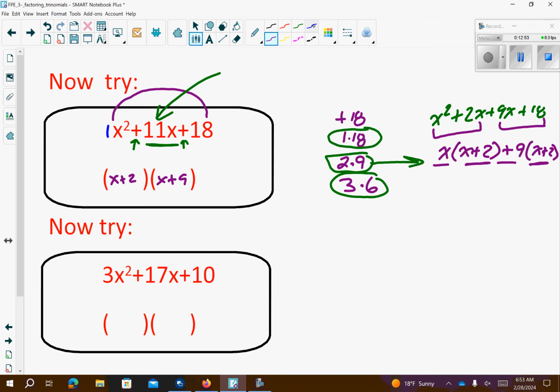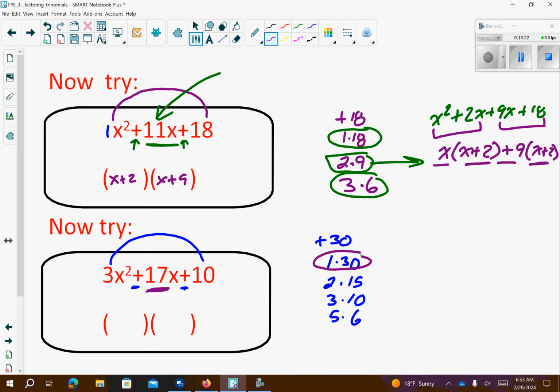This next one's a little different. Okay, we don't have to put a 1 out front because we already have a 3. So let's do the same process. 10 times 3 is positive 30. Okay, all my signs are positive, and that's going to work for right now. So I know 30 is 1 times 30. It's also 2 times 15. It's also 3 times 10. And it's also 5 times 6. So I want to figure out which pairs of these are going to add up to 17.